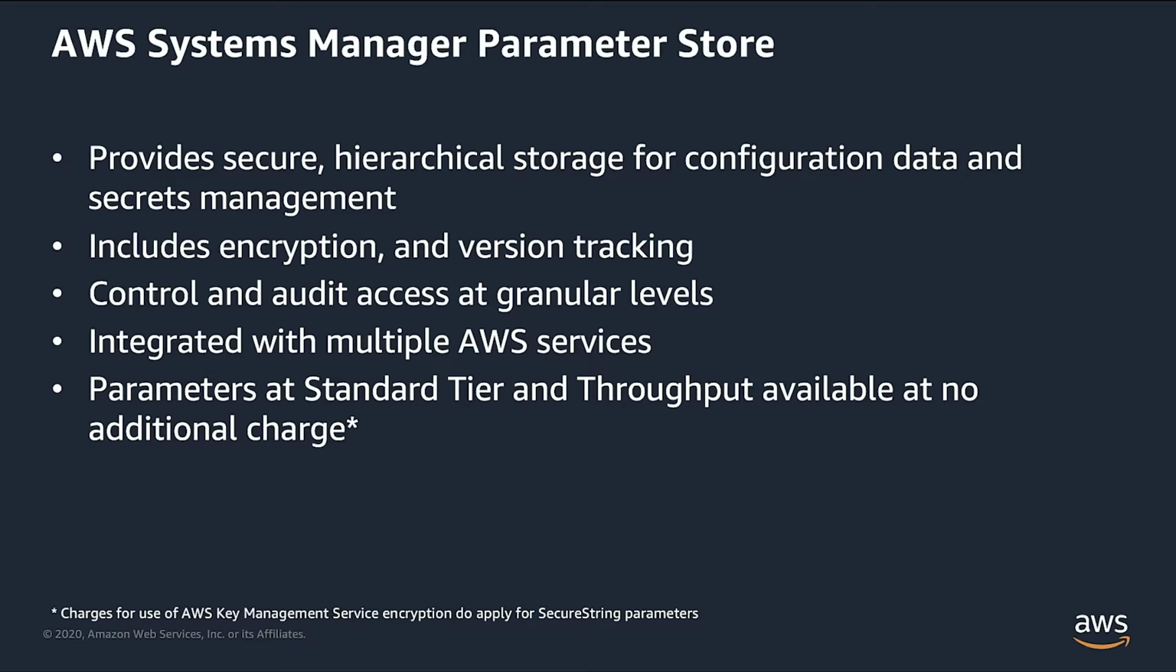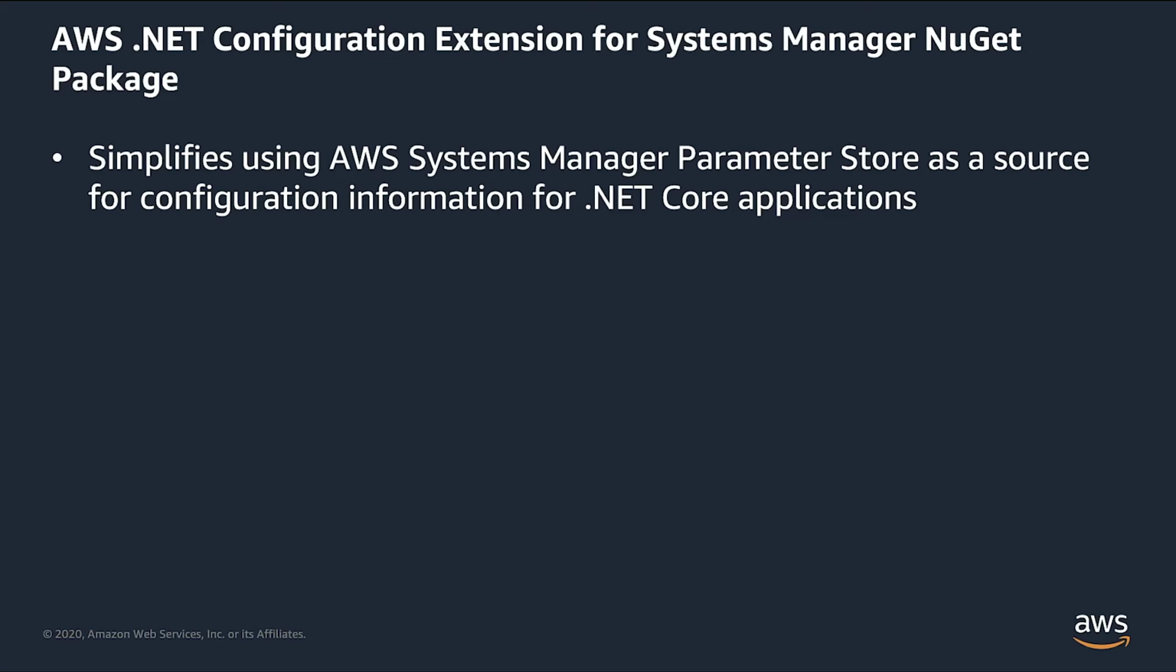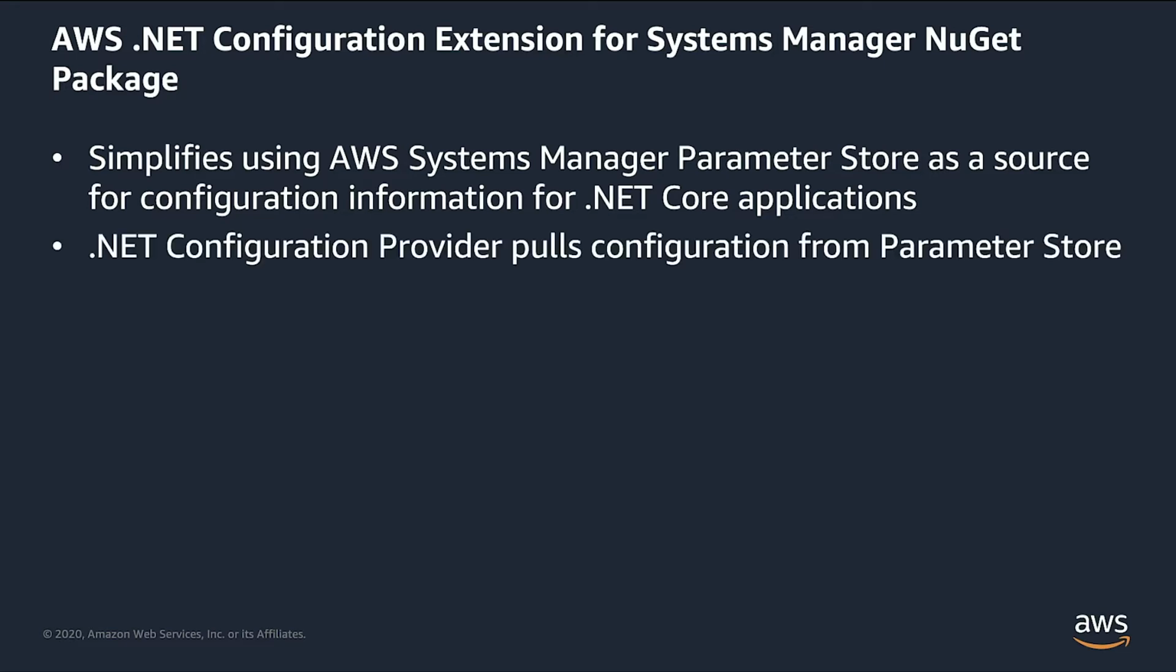The AWS .NET Configuration Extension for Systems Manager NuGet package simplifies using Parameter Store as a source for configuration information. The NuGet package does that by providing a .NET configuration provider that pulls configuration data from Parameter Store on your behalf. You do not need to worry about making the API calls yourself. The SDK does all of the heavy lifting for you. So rather than storing data in config files or referencing them in plain text, you can store and obtain this information in your application or scripts using this .NET configuration provider.